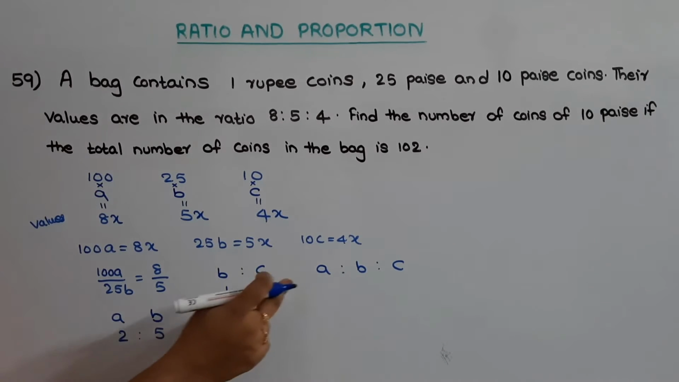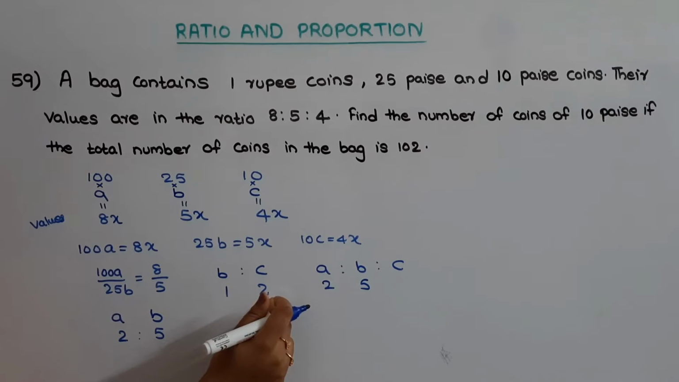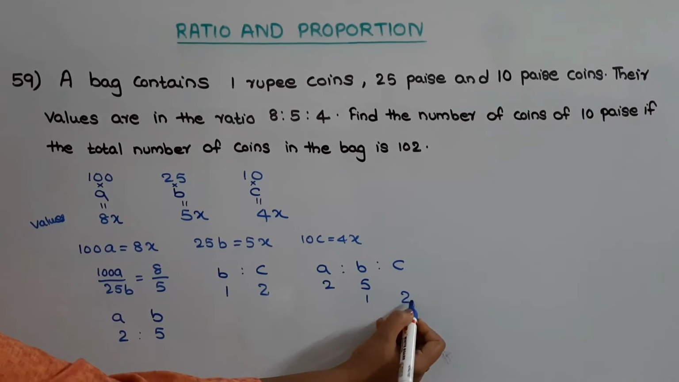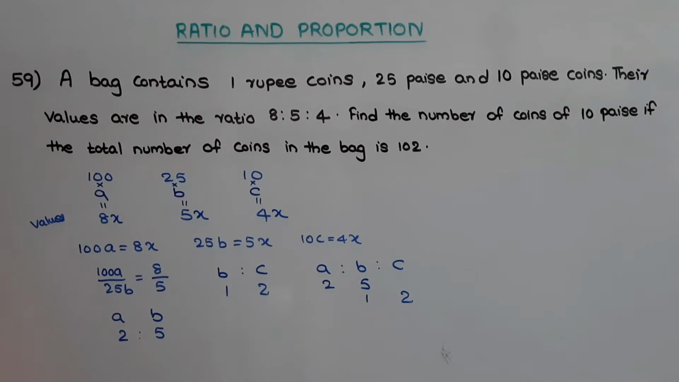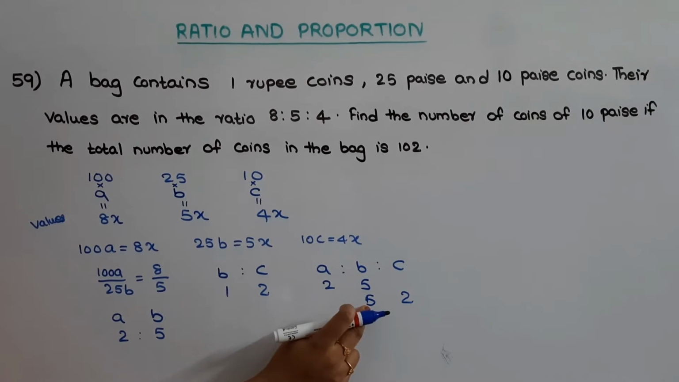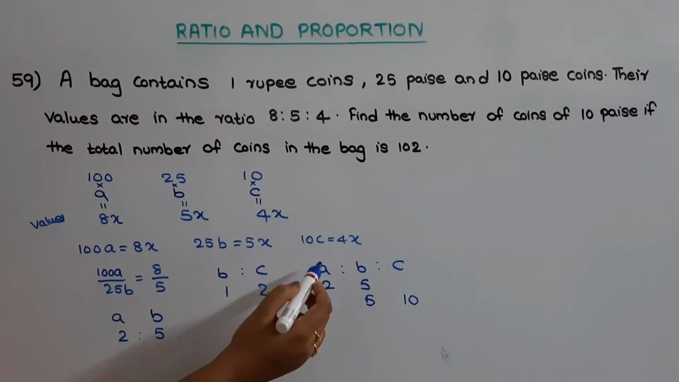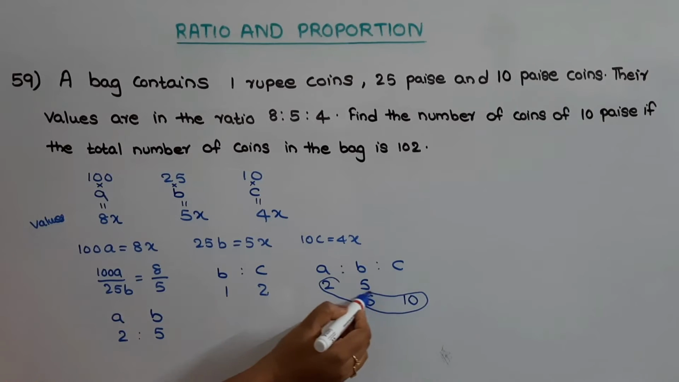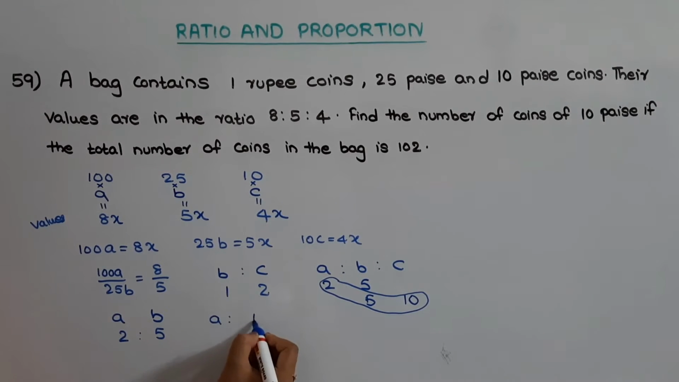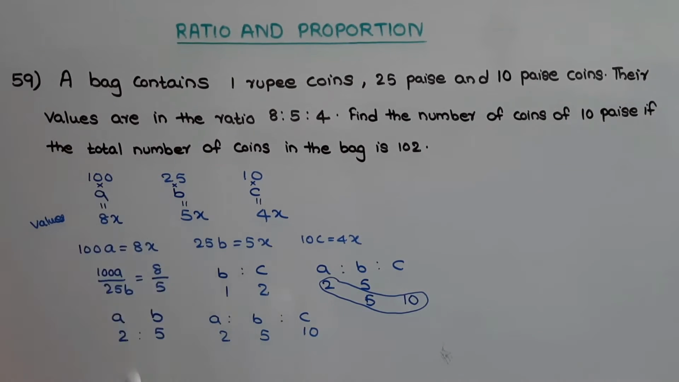For that, first write A:B as 2:5 here. Then B:C is given as 1:2, which you write here. Now we need to make the middle value the same. So multiply this 1 by 5, then this will become 5. When we multiply this 1 by 5, we need to multiply this 2 also by 5, then we get 10. So the ratio of A, B and C will be 2:5:10.